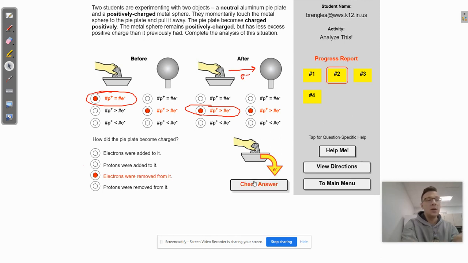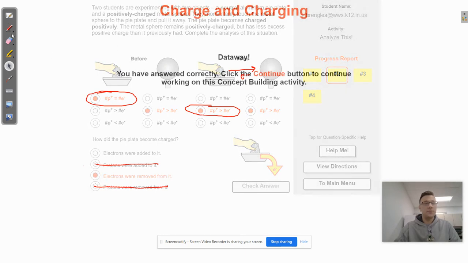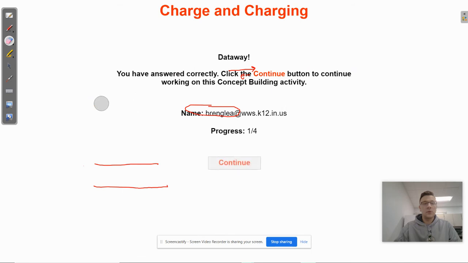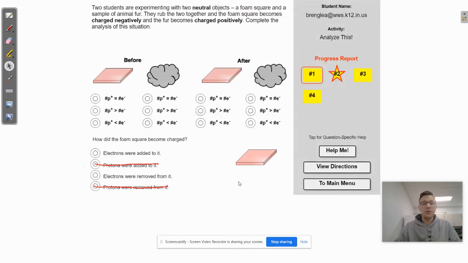So the point here is that the electrons were removed from the pie plate. Okay. And again, we can just cross out these answers here. The protons added, protons removed, never going to happen. Okay, so let's go ahead and check our answer here. Okay, great. So go ahead and continue on.